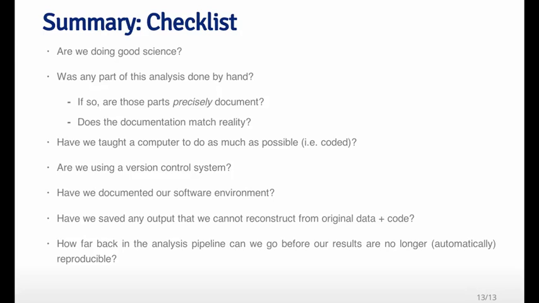Have you saved any output that cannot be reconstructed from the original data and code? In general, you want to avoid saving any output that can't be derived from some data and code. It's better to save the data and the code rather than the output. And then a final question might be, how far back in the analysis pipeline can we go before the results are no longer reproducible? If you're working on a piece of the pipeline, it may not be possible to go all the way back, for example, to the raw data. You may only go back to some processed version of that data, and that's fine. But just think about the entire pipeline and try to make it as reproducible as possible.